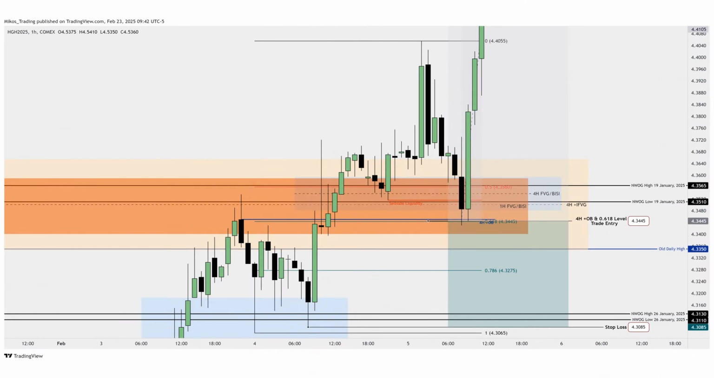I can take my trade on the 4-hour and or 1-hour chart. In this case, I will place my limit order at the 4-hour order block, which is just above the 0.618 level, and my stop loss would go under the impulse swing low. This is a conservative stop loss.